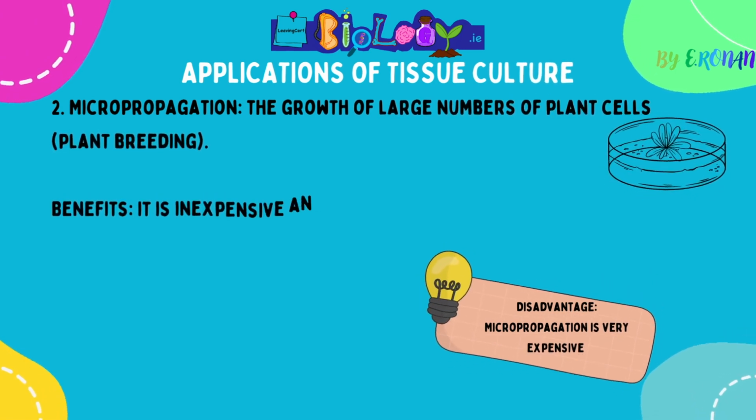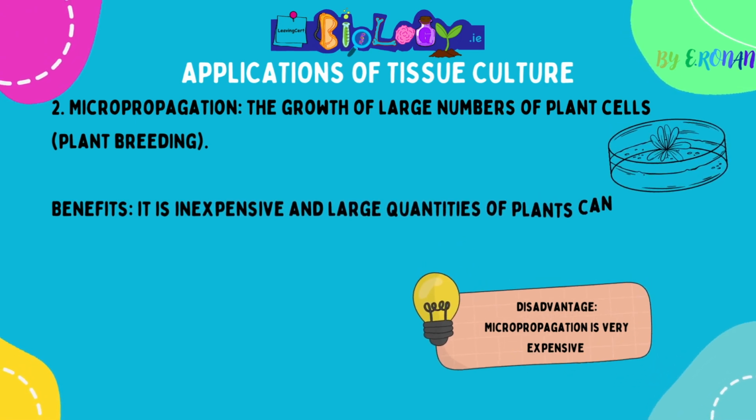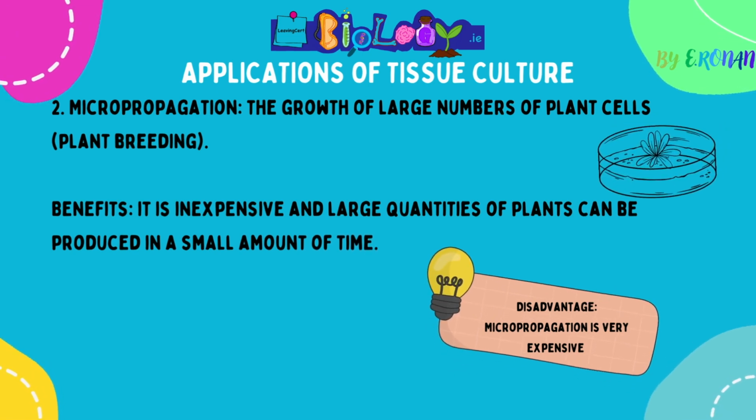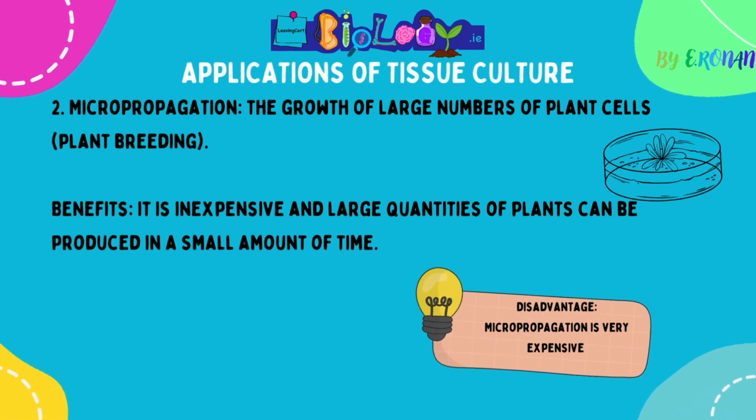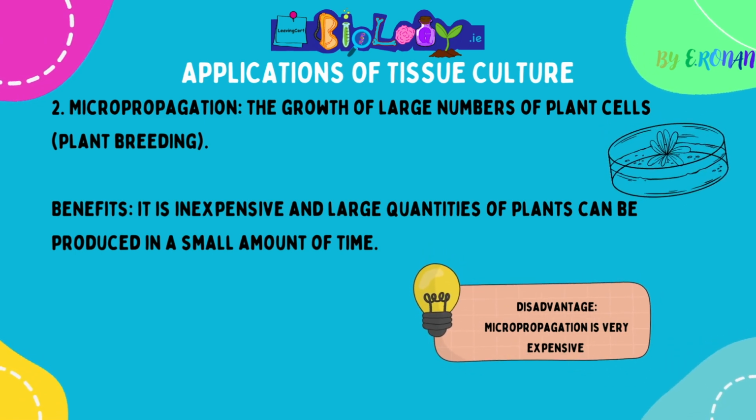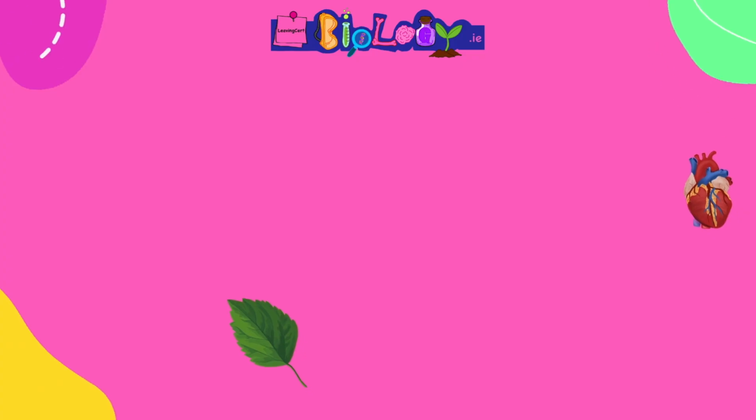Next one then, example number 2, our application is micropropagation. Growing large numbers of plant cells from one cell or a few cells. Benefits: it's inexpensive. You produce large quantities of plants in a small amount of time. Disadvantage: it can be very expensive if you are micropropagating the likes of an orchid, say, for example.